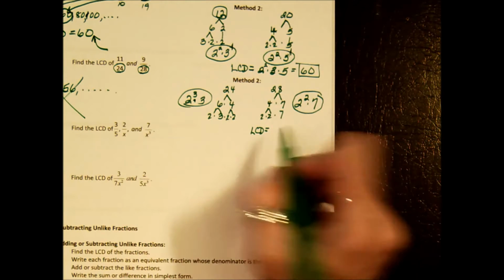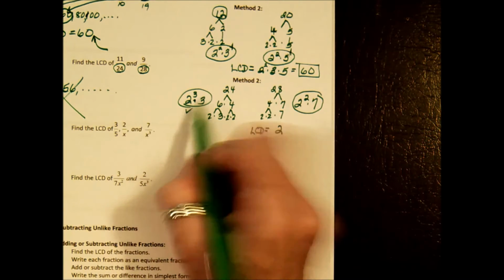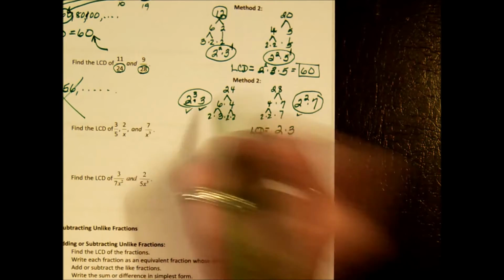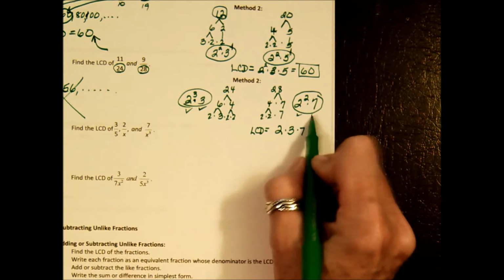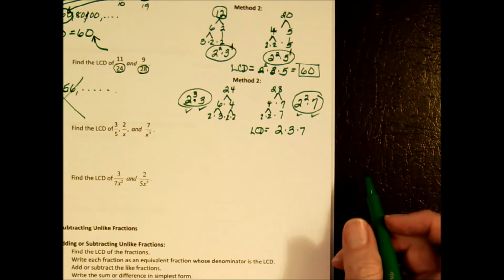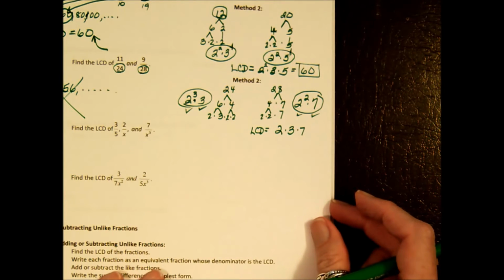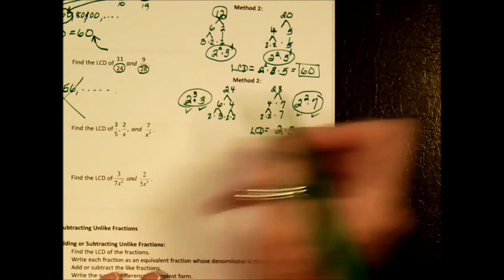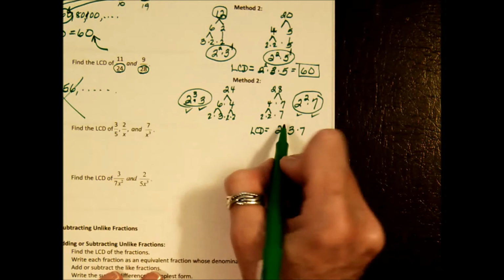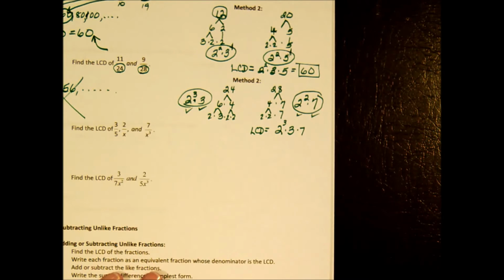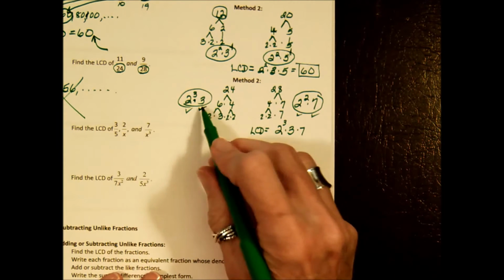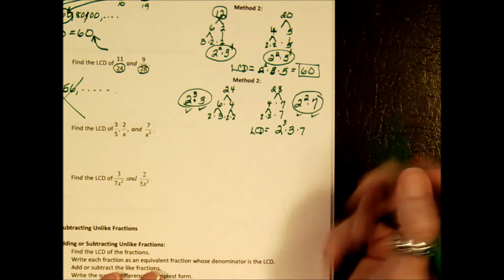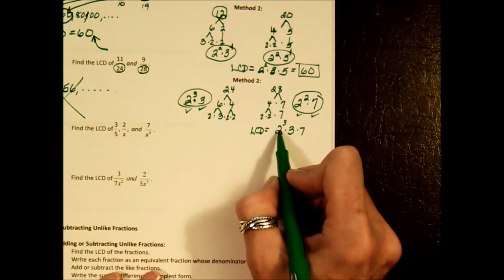So I have to have a 2. That takes care of this one and this one. I have to have a 3. That takes care of this one. I have to have a 7. And now I have to show each base with the highest exponent shown. So on the 2's, this 2 has a 3. This 2 has a 2. I need enough to cover the most, so I need a 3. The 3 is the only one. The 7 is the only one. So those are good.